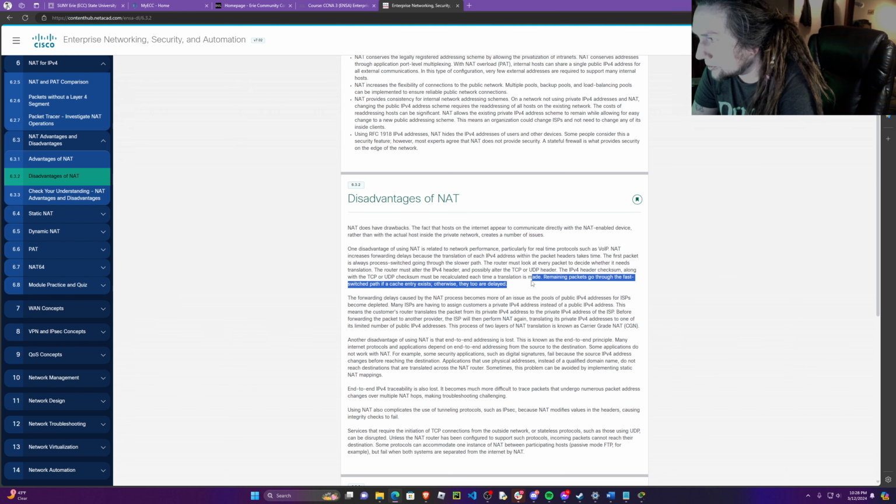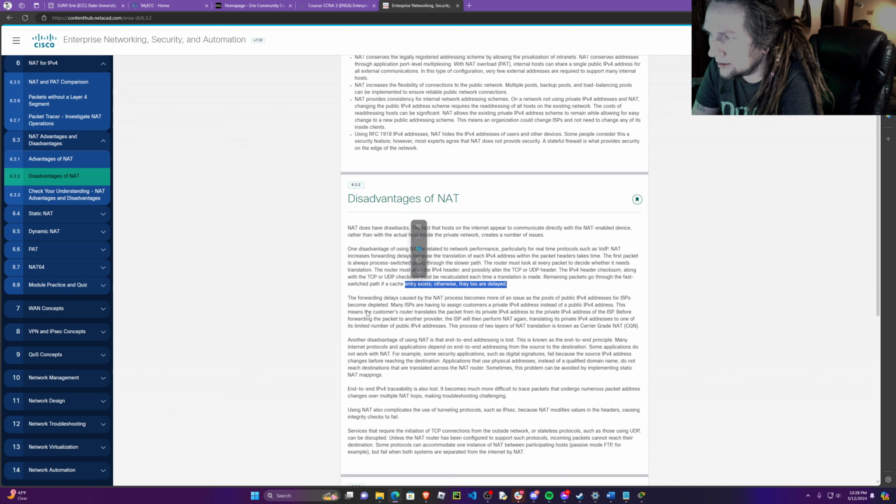Remaining packets go through the fast-switched path if a cache entry exists. Otherwise, they too are delayed. So that's one of the big disadvantages. It can slow down network performance significantly.